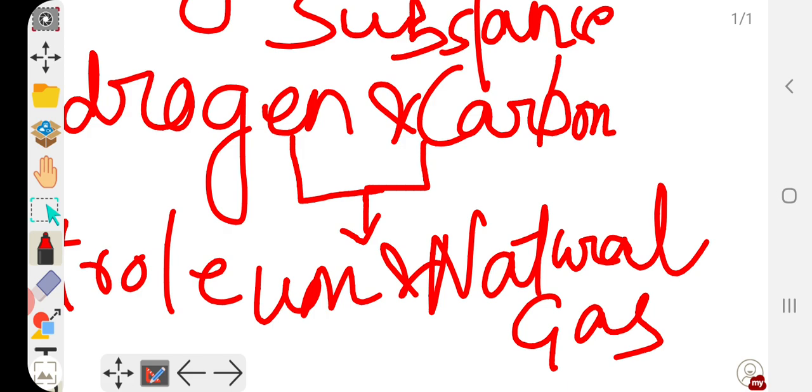That means in petroleum and natural gas the very important constituents are hydrogen and carbon, and these two have very high ignition power. That means it catches fire very quickly. That is why petroleum and natural gas, which have a very low ignition point, quickly catch fire.